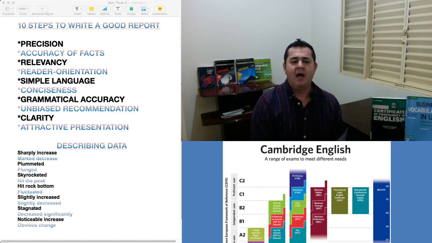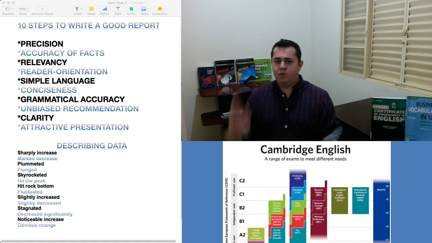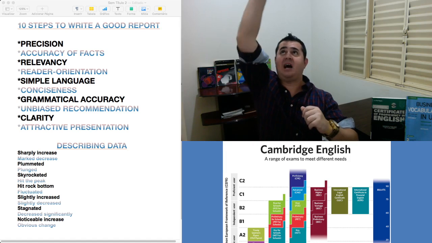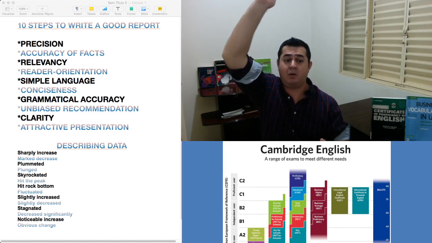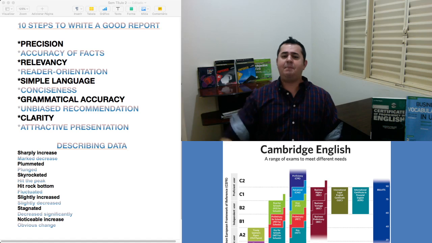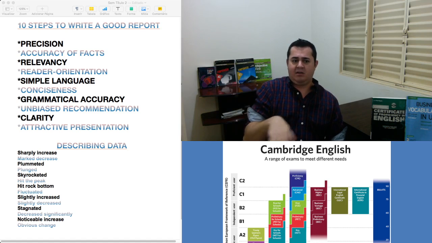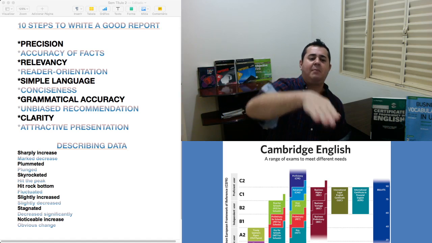Plunged, it's a synonym of plummeted. Skyrocketed. You went up very quickly, like a sky and a rocket. If the rocket's going to the sky, it means it's very fast, very quick, alright? If you hit the peak, you reach the maximum. If you hit rock bottom, you hit the lowest point, you know? If it's fluctuating, it's going up and down.